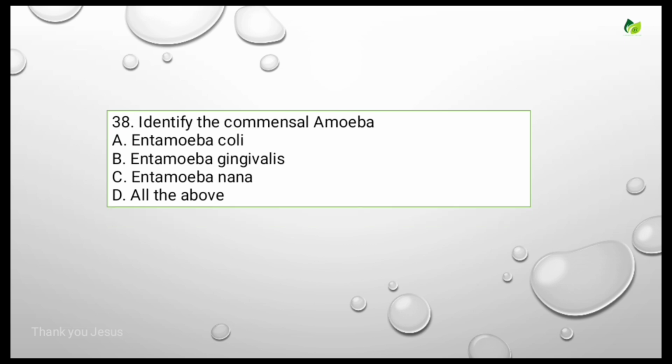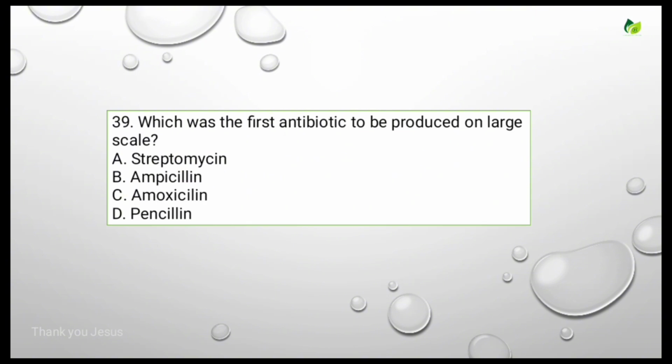Let's see the next question. Identify the commensal amoeba. Options are Entamoeba coli, Entamoeba gingivalis, Entamoeba nana, all of the above. For this, the correct answer is all of the above. Let's see the next question. Which was the first antibiotic to be produced on large scale? Options are streptomycin, ampicillin, amoxicillin, penicillin. For this, the correct answer is penicillin.